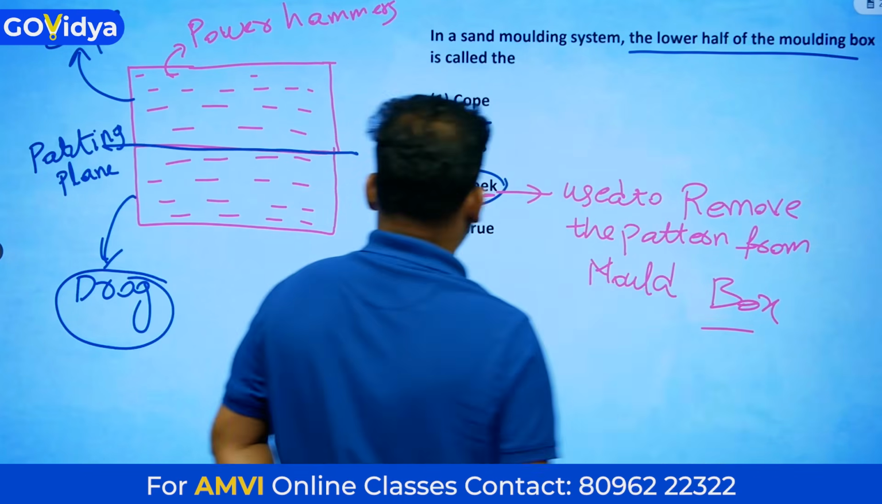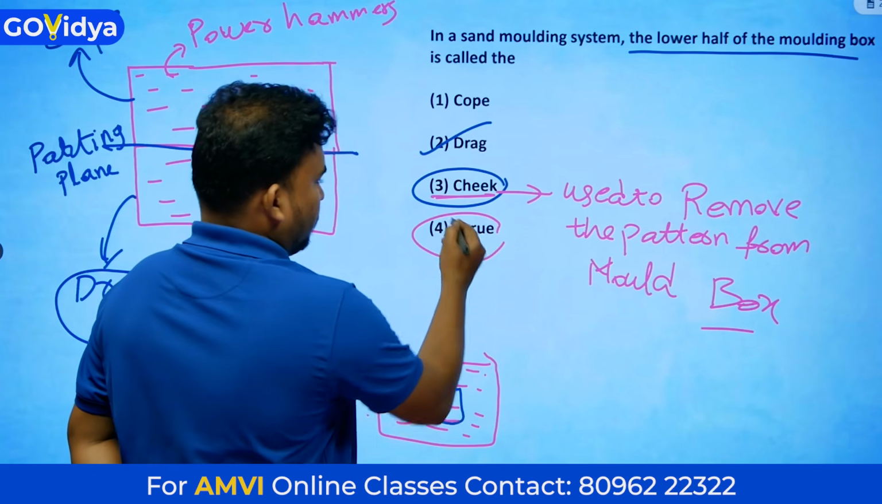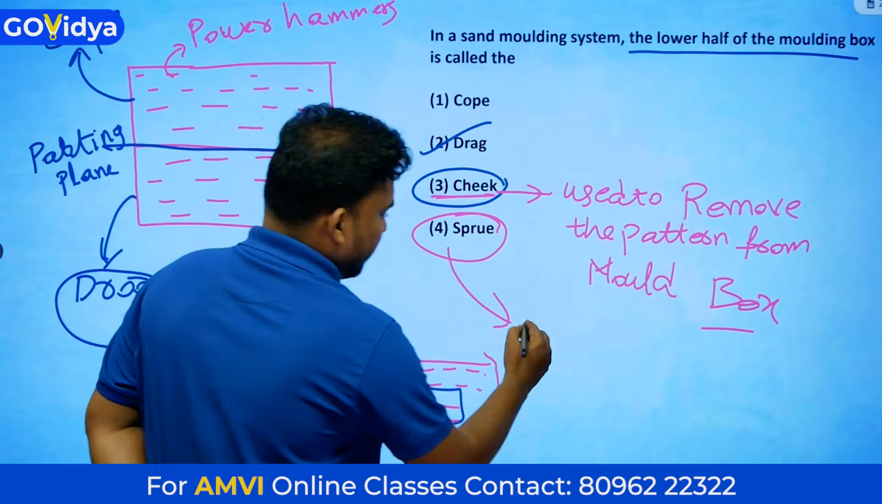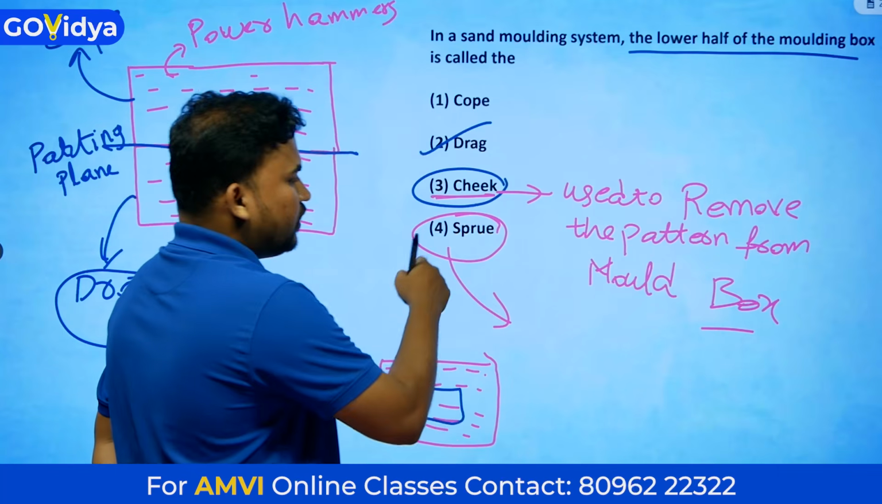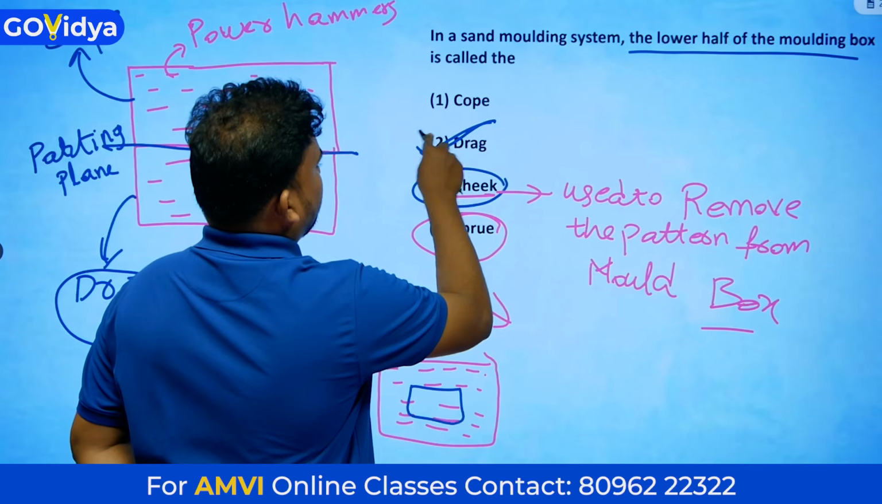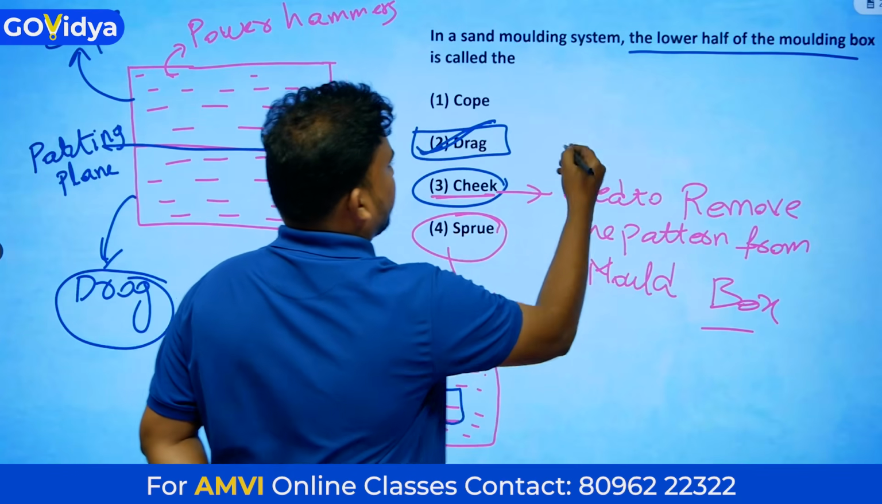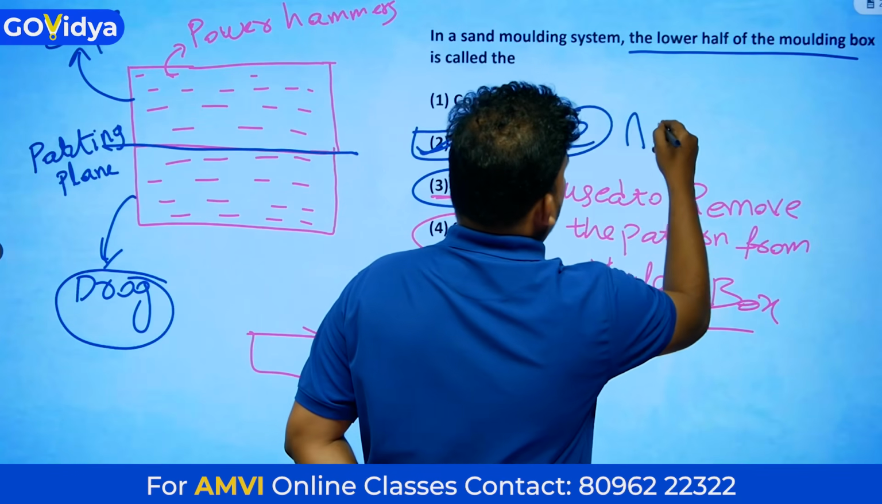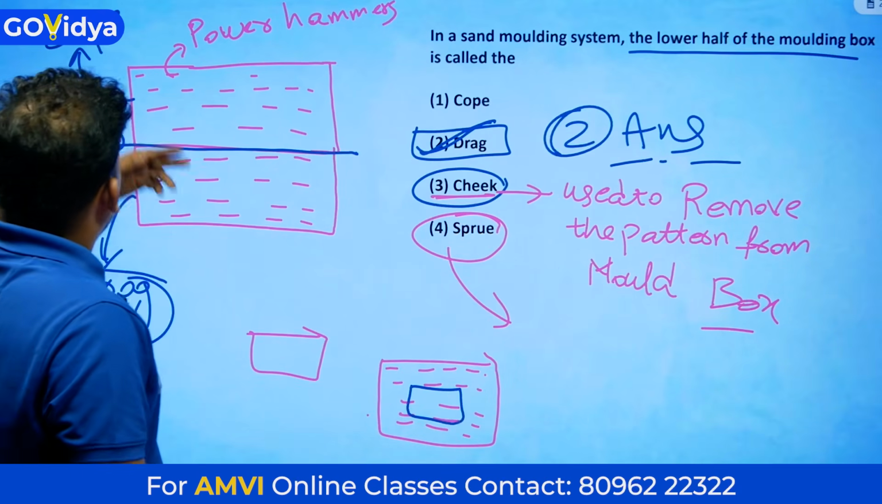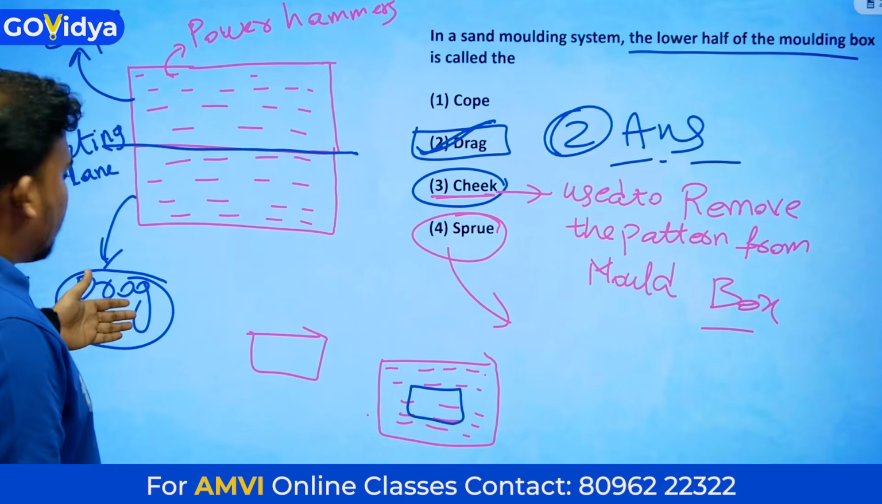Sprue is part of the gating system; in the gating system, the sprue is the major element. So your answer is drag. This is the correct answer. Option 2 is correct. Top box is called cope, bottom box is called drag.